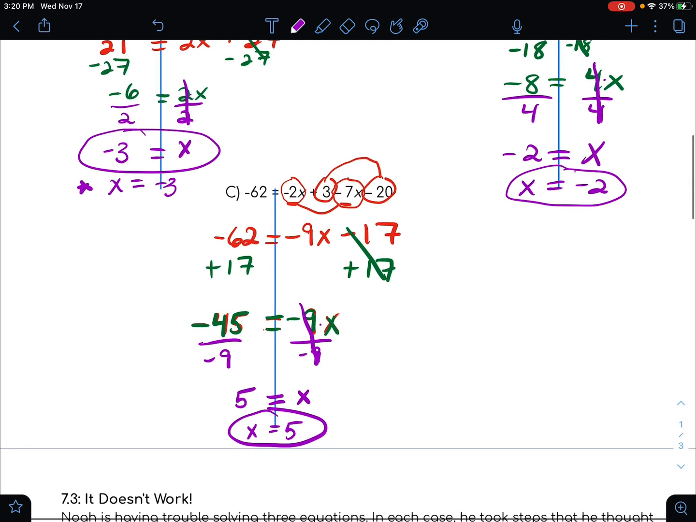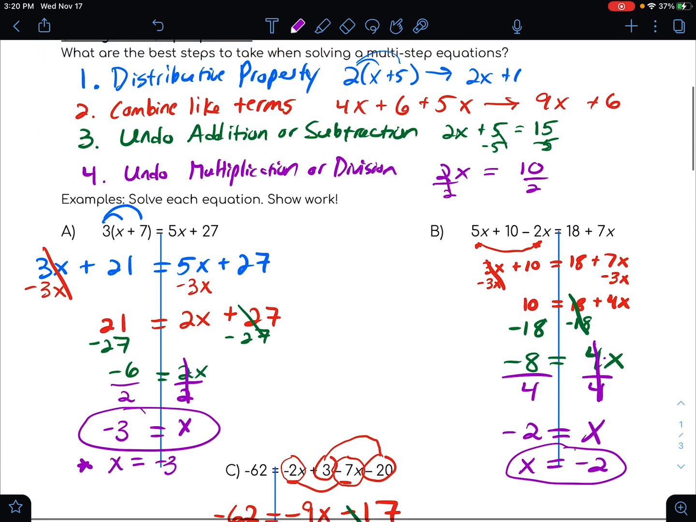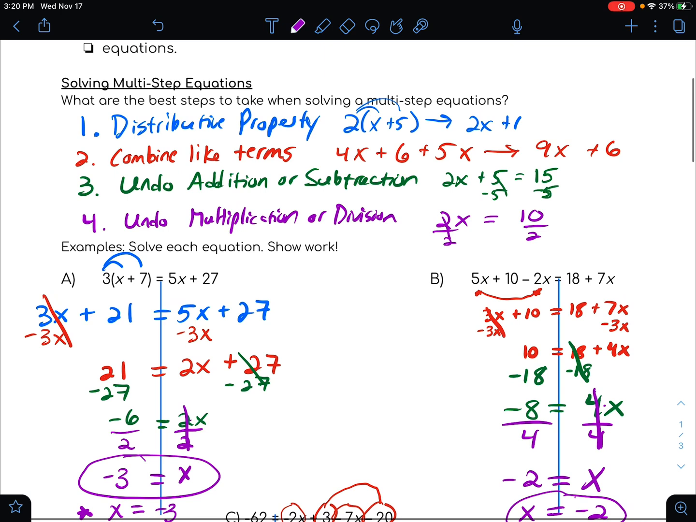So as you go through solving these, and I guess we just had one here that used the distributive property, but this is normally the process, the steps that I'd like to use, and the order in which I like to do the solving.